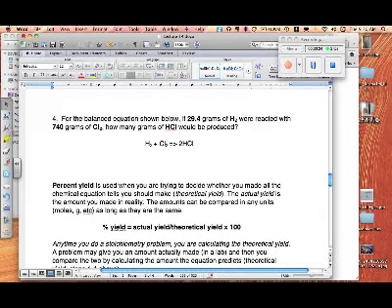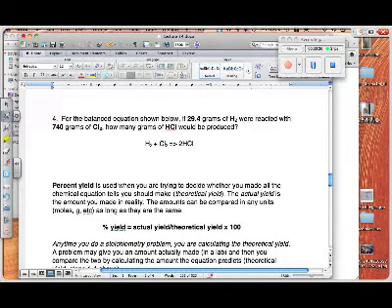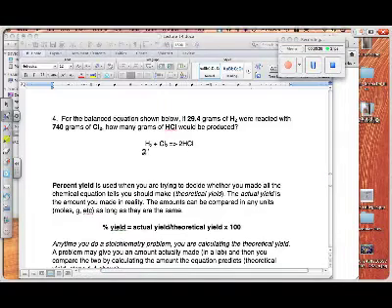Okay, so 29.4 grams of hydrogen were reacted with 740 grams of chlorine. How many grams of HCl will be produced? Okay, convert them both to moles. And I'm going to need molar masses for everything.